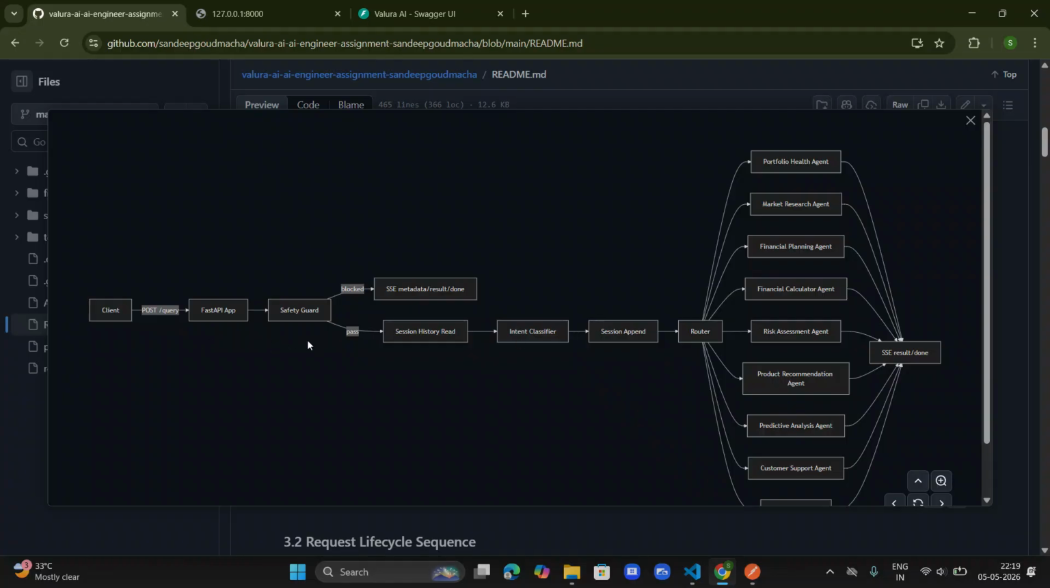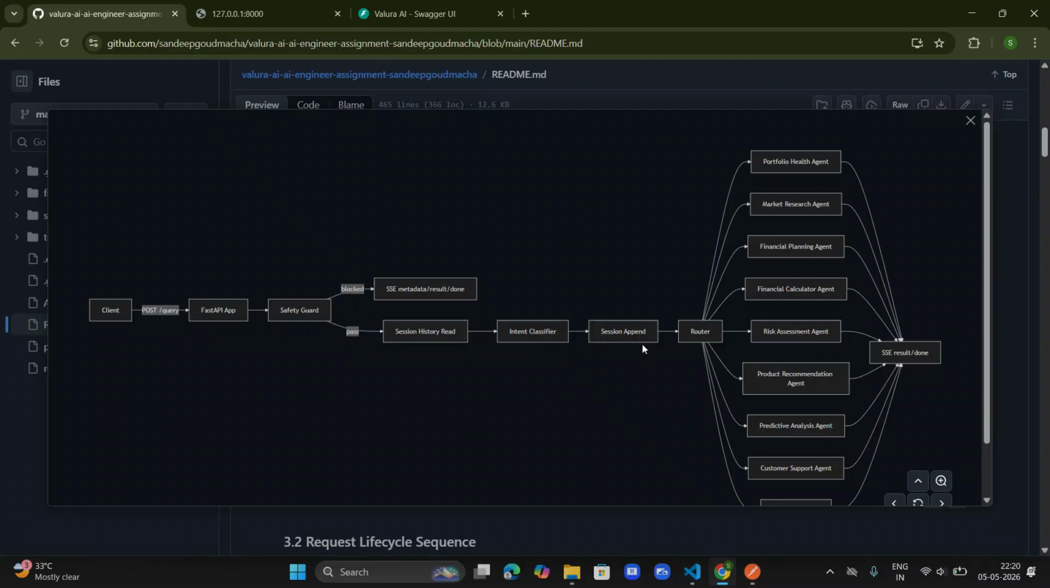The request flow is simple but deliberate. First, the client will post the query, and the first thing that happens is the safeguard. That is a pure local check, no LLM call and no network call. If the query is clearly harmful, the request is blocked immediately, and the user receives a structured SSE response with the reason. If the guard passes, the service loads session history and then runs the classifier. The intent classifier tries one LLM call first, but if that fails, it falls back to rule-based routing, so that the request still completes.